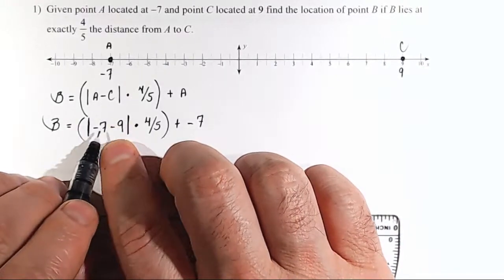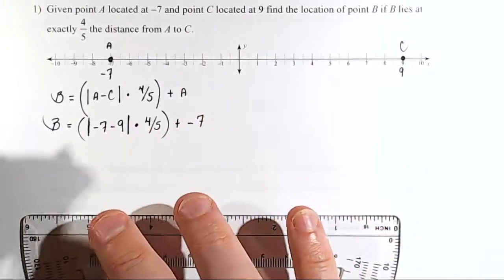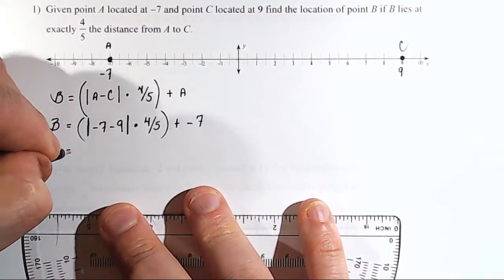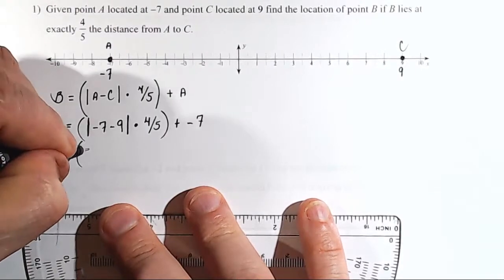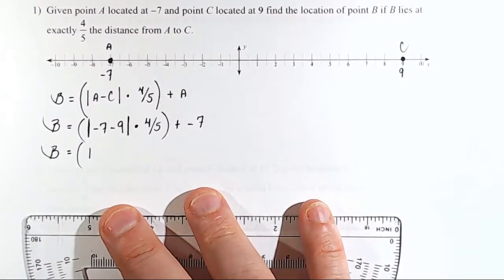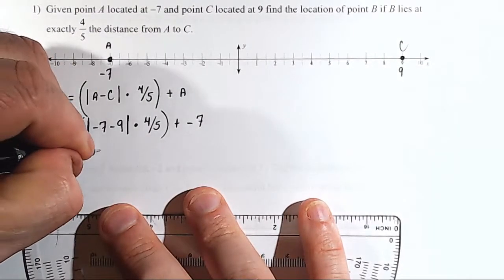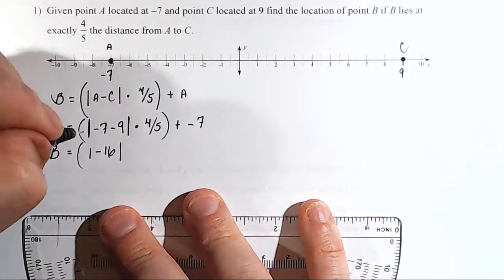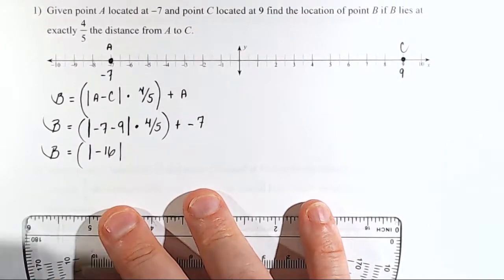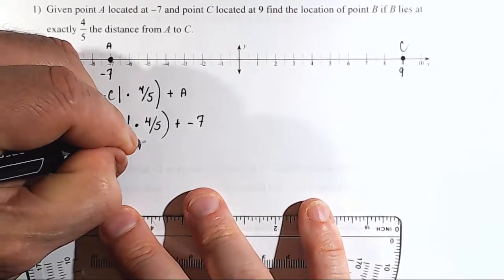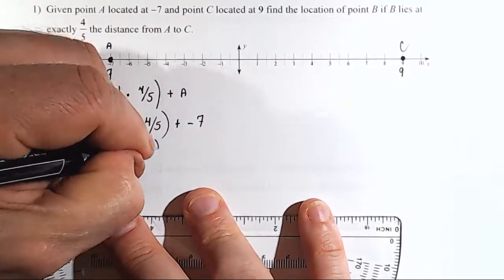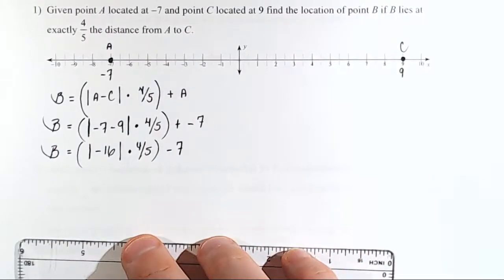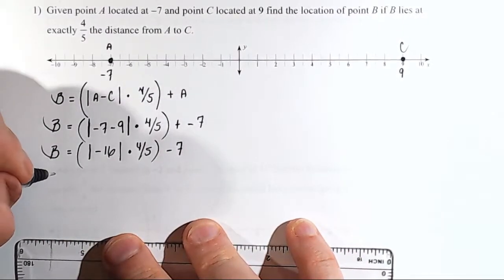And the first thing we need to do is take the absolute value of this difference. So again, B is equal to, open parentheses, absolute value of -7 minus 9 would be -16. So I need the absolute value of -16, which is going to be +16, but we'll just write it out. So we'll take that times 4/5, and then we can put -7. We're just simplifying this as we go.